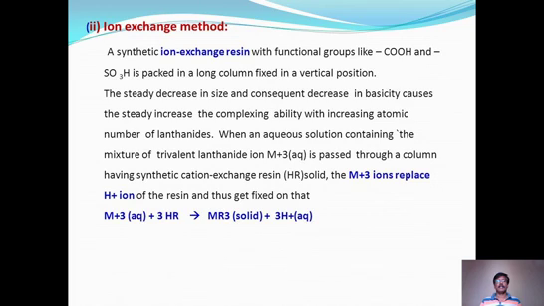When an aqueous solution containing a mixture of trivalent lanthanide ions is passed through a column having a synthetic cation exchange resin, this is what happens: M plus 3, the lanthanide ion, interacts with the resin where H, the proton, is present. The proton is removed, and the lanthanide ion goes and attaches in its place.